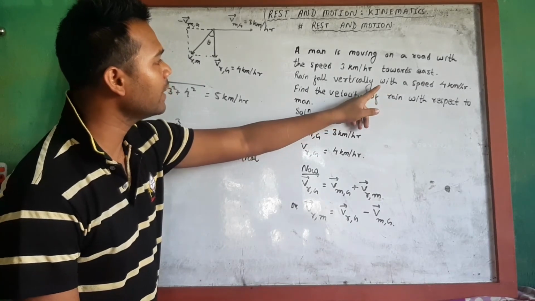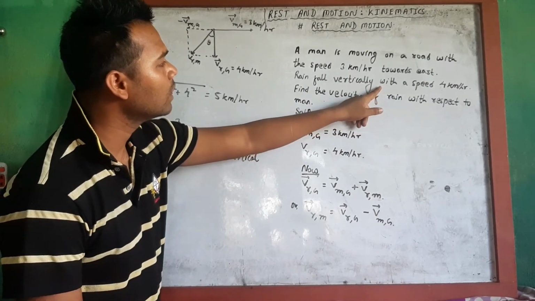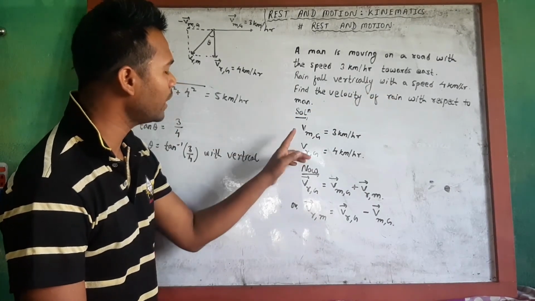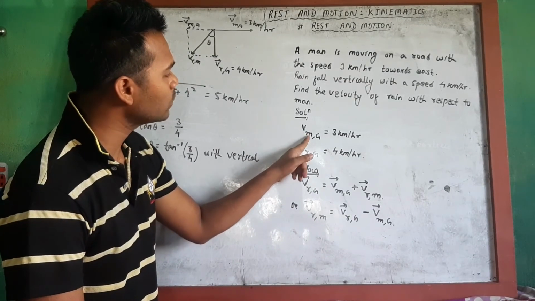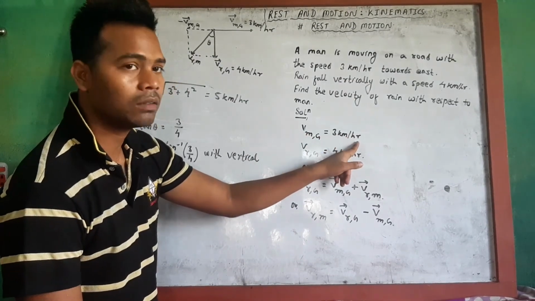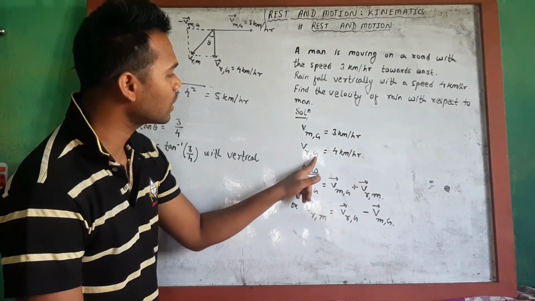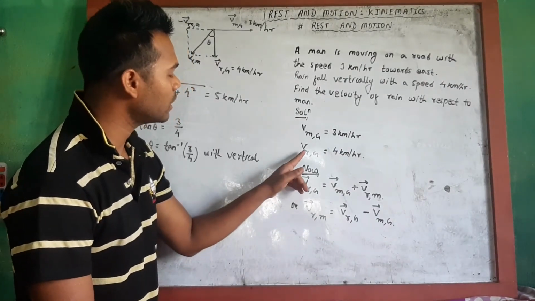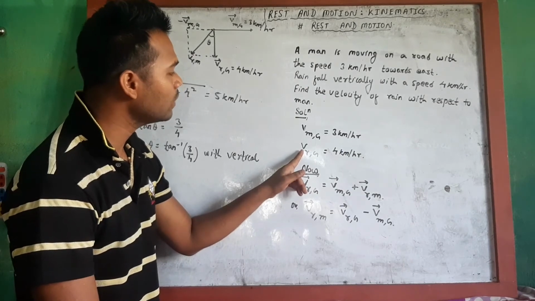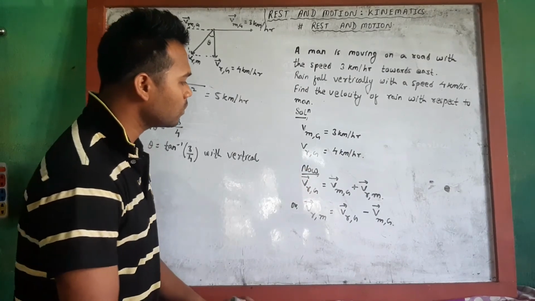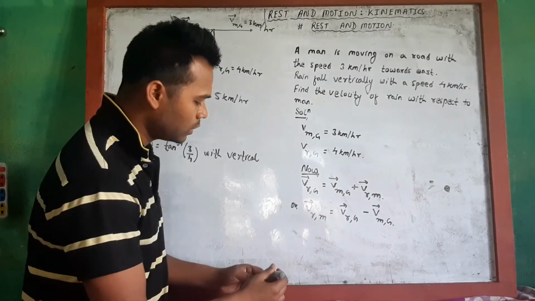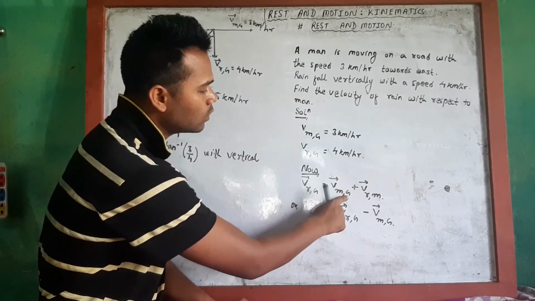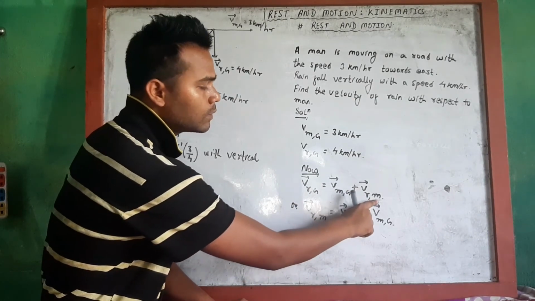Again, the speed of the rainfall is given, which is directly downward, and this magnitude of the speed is also given with respect to the ground. That's why we can say the speed of the man with respect to ground is 3 km per hour, and the speed of the rain with respect to the ground is 4 km per hour. Now we have to find the velocity of the rain with respect to the man. We have the formula for two different reference frames: velocity of the rain with respect to ground is equal to velocity of man with respect to ground plus velocity of the rain with respect to the man.